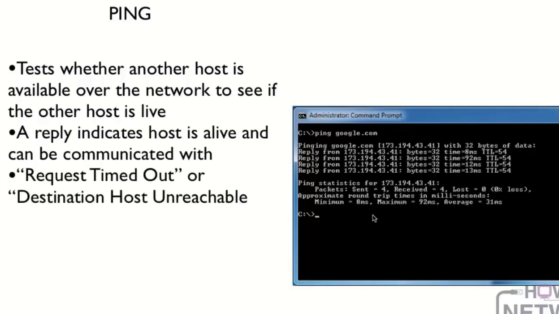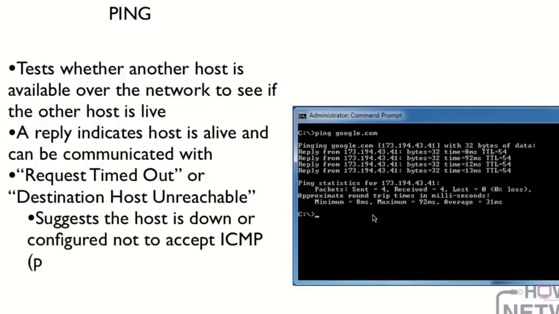The reply indicates the host is alive and it can be communicated with. If you get a request timed out or destination host unreachable, then that probably means that the host is down or it's been configured not to accept ICMP packets. ICMP packets, by the way, which we'll talk about in Network Plus, are the packets that ping sends out.